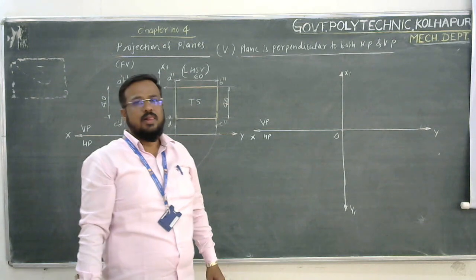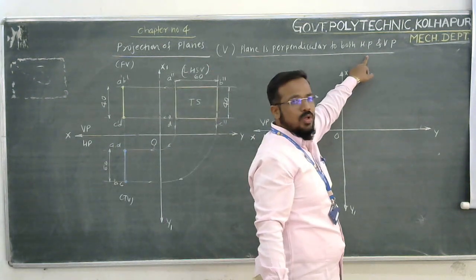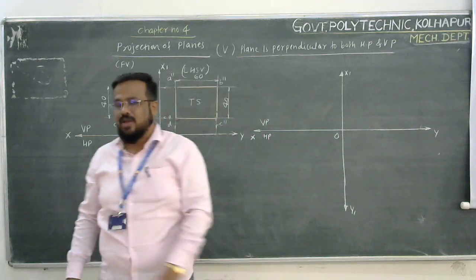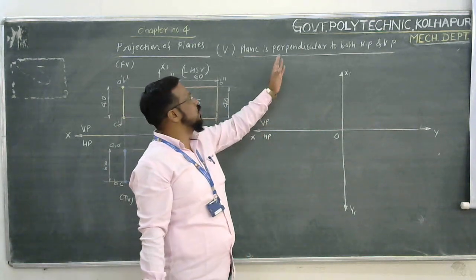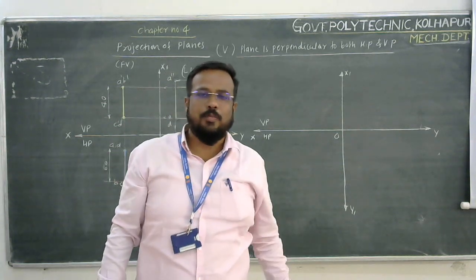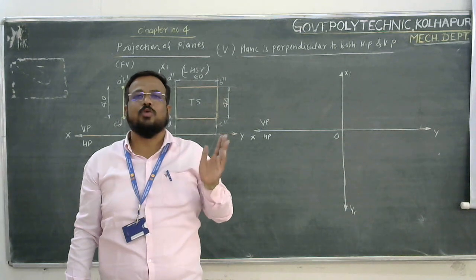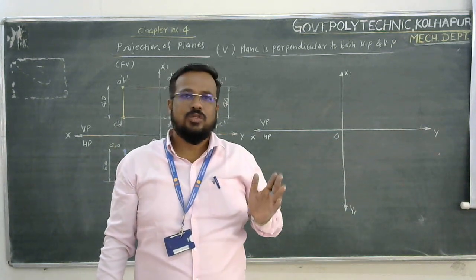So this is condition number 5, when the plane is perpendicular to both the horizontal plane and the vertical plane. Now I am going to make changes to this position by making its distance 0 from the horizontal plane. This is the first. In the second, I am going to make its distance 0 from the vertical plane.